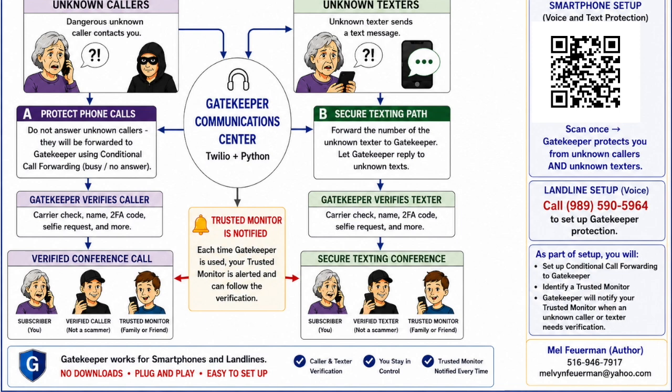Okay. And what is the need for something like Gatekeeper, would you say? Why is it needed? Gatekeeper is needed because so many people, especially older adults, get bombarded with scam calls and texts. It's tough to know who's genuine. So Gatekeeper gives peace of mind by verifying unknown contacts and looping in a trusted person to help out. It's like an extra layer of protection when you can't be sure who's on the other end. I like that.